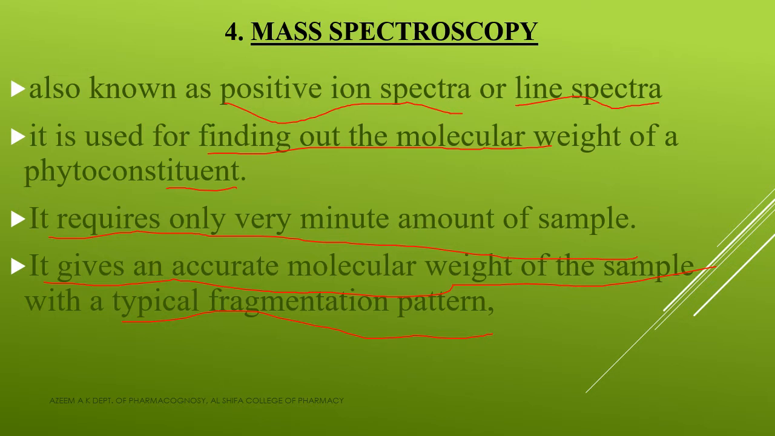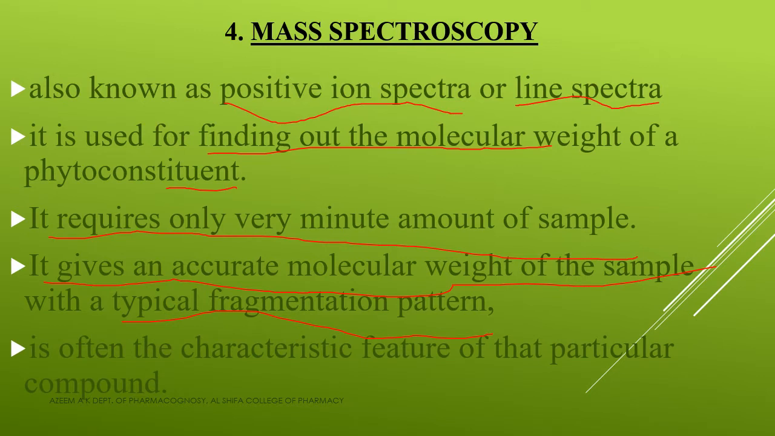That is, the molecule gets fragmented into different pieces, and you get a typical fragmentation pattern of that particular molecule. Clear? This is what we get through mass spectroscopy. Now, this fragmentation pattern can be considered the characteristic feature of that particular compound. Clear? So this is the basics regarding mass spectroscopy.